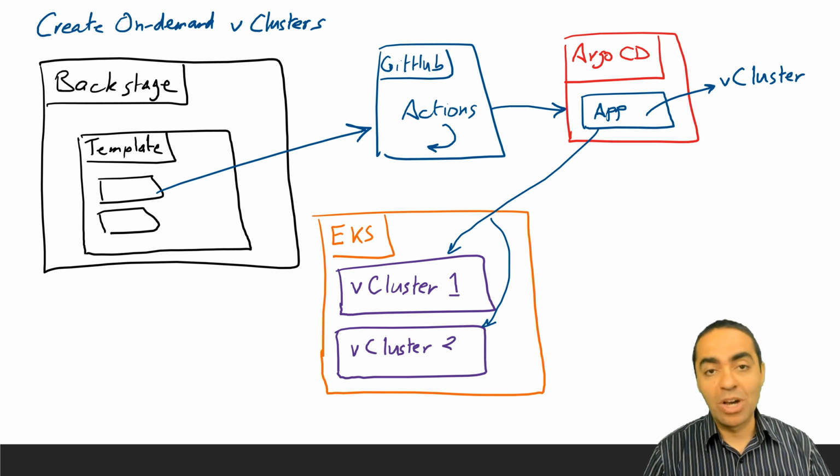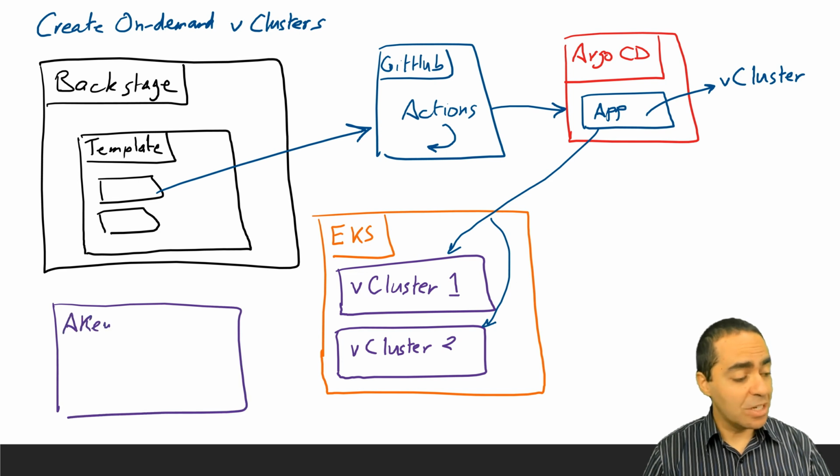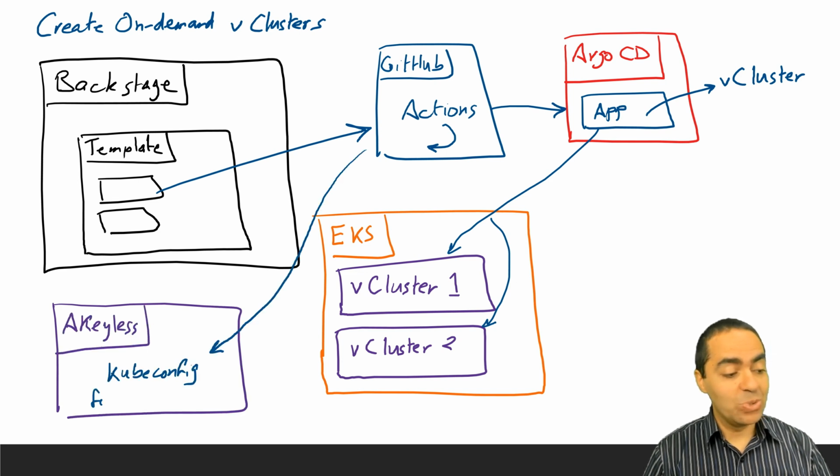You can see vCluster 1, vCluster 2. So really every application team can get their own vCluster. One could be for development, one could be for QA, test, and so on. So you don't have to have just one vCluster per team. And then from here, the way we're going to deliver the kubeconfig to our users, our developers, is through Achilles. Achilles is a secrets management tool.